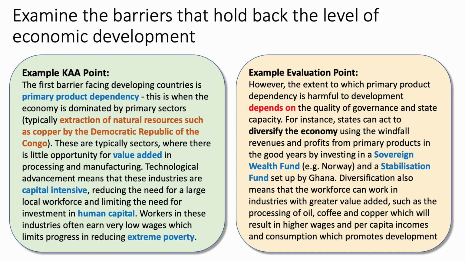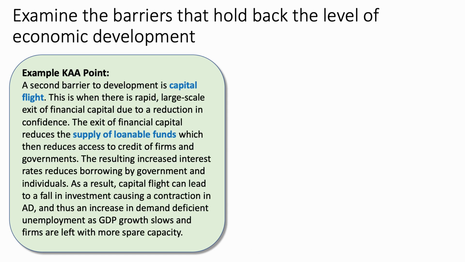Okay, you can't write perfect paragraphs, but both of these paragraphs do the job. They analyze in the first place, and then they evaluate. They use good examples, and it does the job nicely. Here's a second KAA point. The second barrier to development, going back to the question, is capital flight.